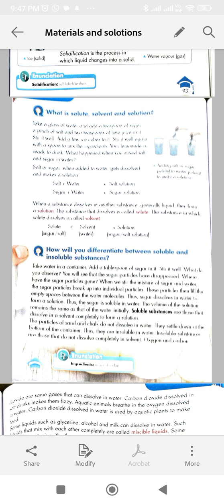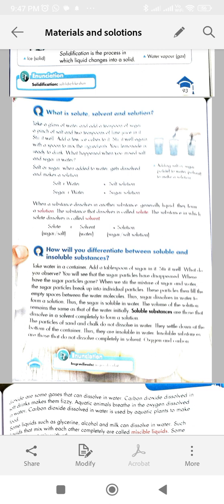When we stir the mixture of sugar and water, the sugar breaks up into individual particles. These particles then fill the empty spaces between the water molecules. Thus, sugar dissolves in water to form a solution. Thus, sugar is soluble in water. The volume of the solution remains the same as that of the water initially. Soluble substances are those that dissolve in a solvent completely to form a solution.